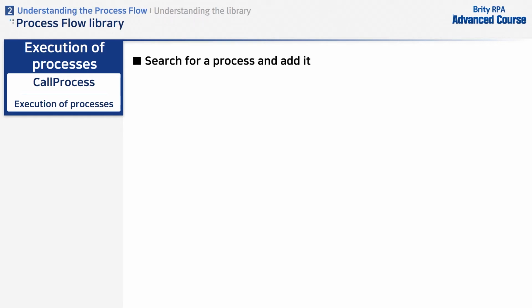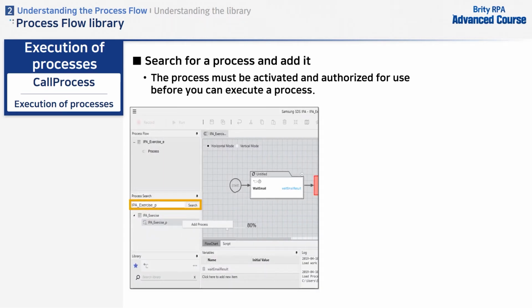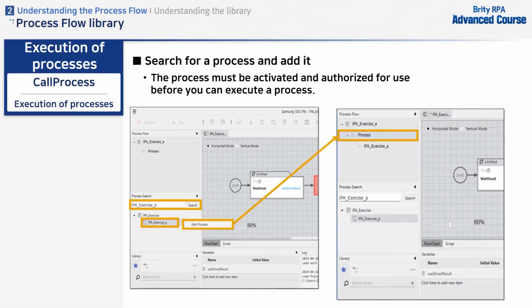Let's search for a process and add it on the designer. The process must be distributed to the server, activated, and authorized for use before you can execute it. Therefore, you need to search for the list of processes that are activated and authorized for use utilizing the process search on the designer. Then, you can select a searched process, right-click it, and run Add Process. You can see that the selected process has been added to the process flow.